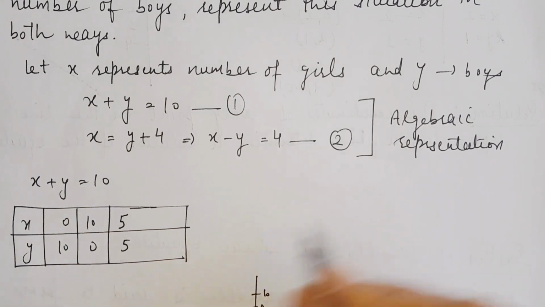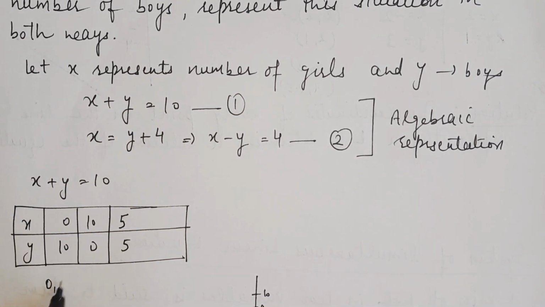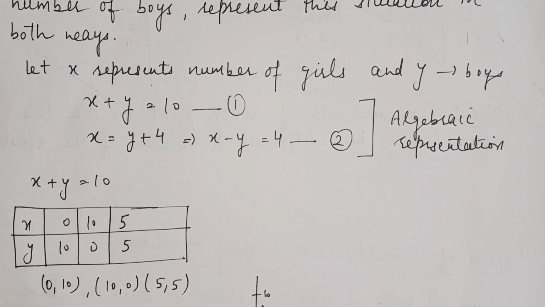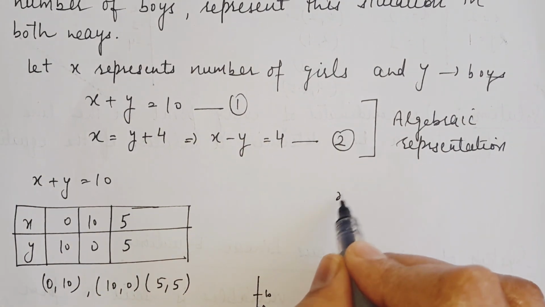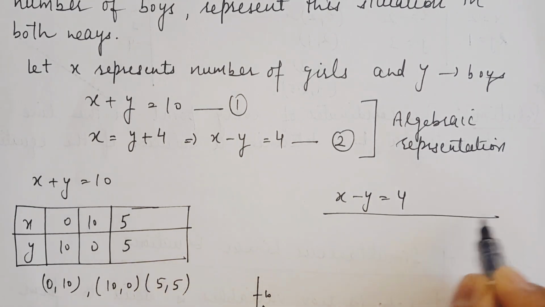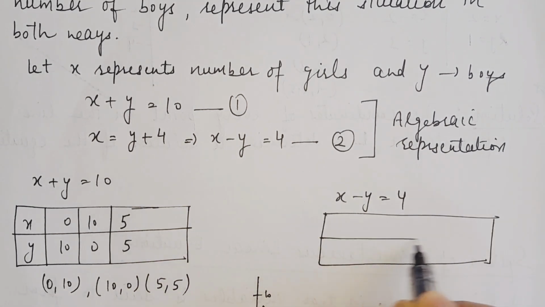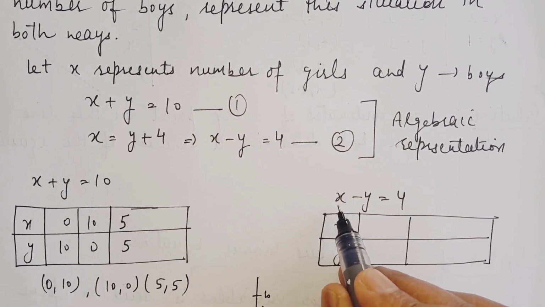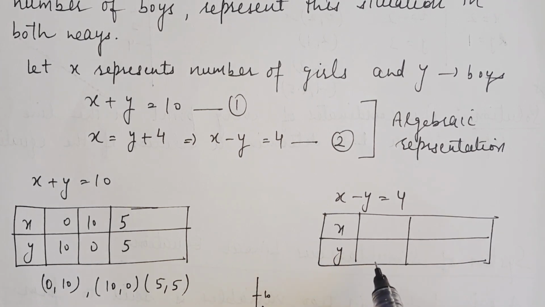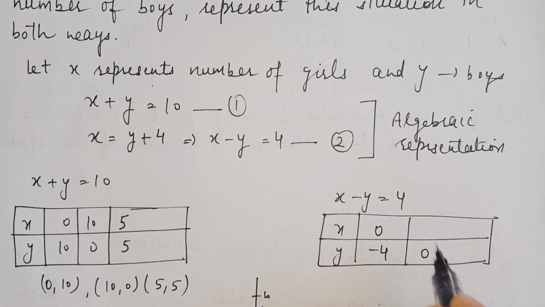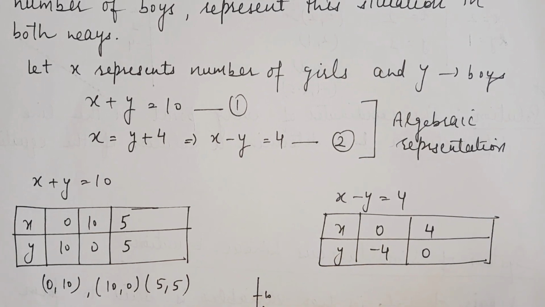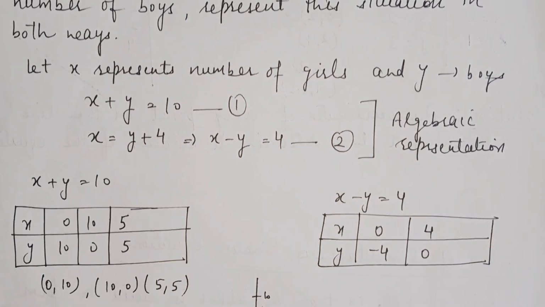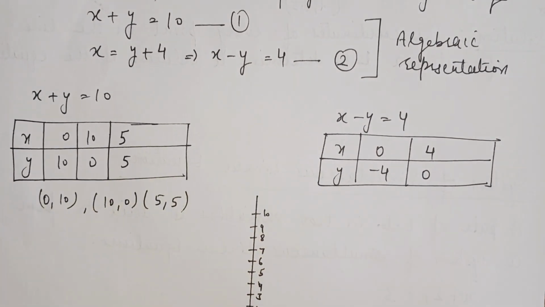So now similarly we will represent this. We got the pairs (0, 10), (10, 0), (5, 5). And similarly for the second equation, x minus y equals 4, if we find out the values, we can take any values here. If you take x as 0, then y will be minus 4. And if you take y as 0, then x will be 4. 2 values are also sufficient, as I say again and again. So now we will draw them graphically and represent their graphs.